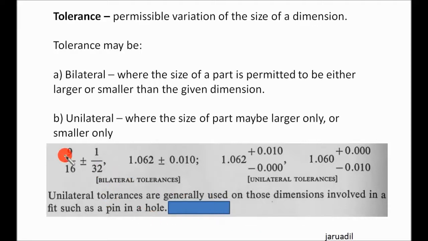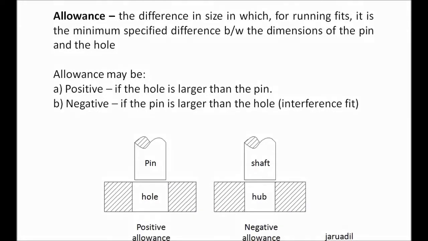Kaya unilateral lang. So ang allowance naman, the definition of allowance, it is the difference in size for running fits. So sa running fits, it is the minimum specified difference between the dimension of the pin and the hole. Minimum specified difference between the dimension of the pin and the hole. Yun ang allowance. Tatandaan nyo ito, minimum.